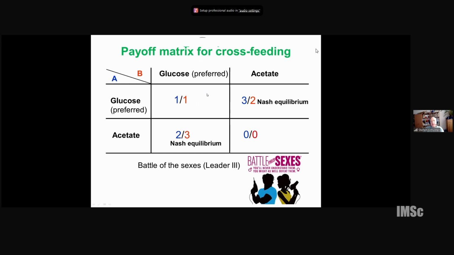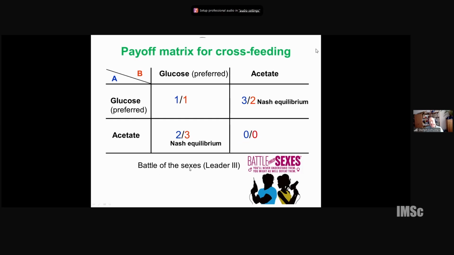So let's say the best is taking glucose if the other one takes acetate. Therefore, 3/2 is the best outcome for A. And in each box of the matrix, there are two numbers: the payoff for player A, and in red, the payoff for player B. So 2 is also good, but 3 is even better. Then, of course, it's symmetric the other way around here on the lower left. Let's say if both use glucose, they can survive somehow, but it's not very good. So let's say 1/1. But both acetate is impossible, because if no one is producing acetate, they cannot use acetate, so therefore it's 0, 0.